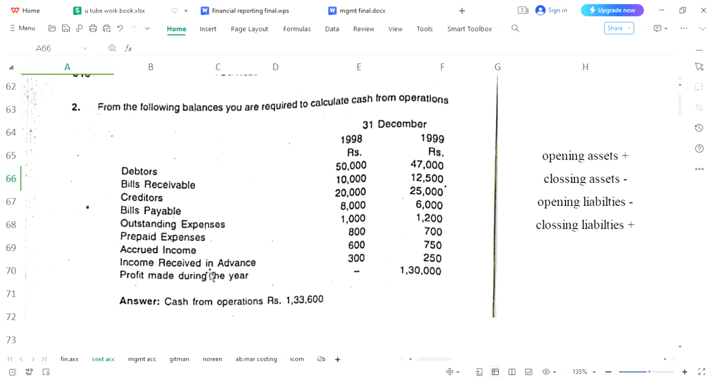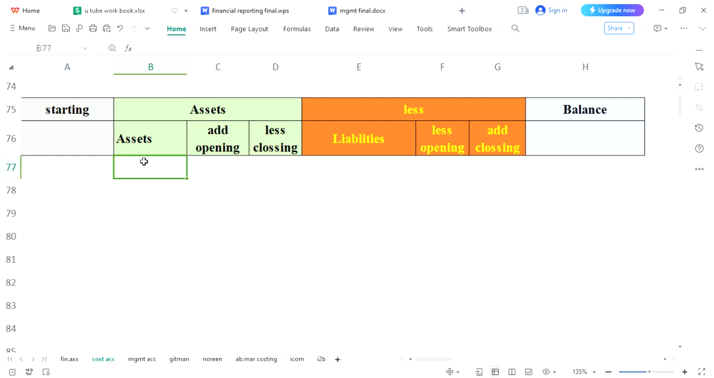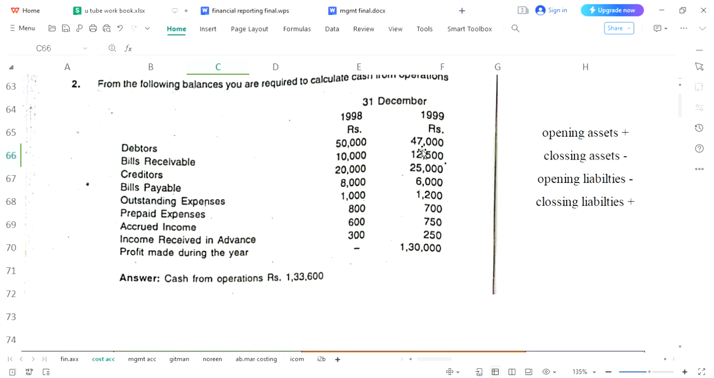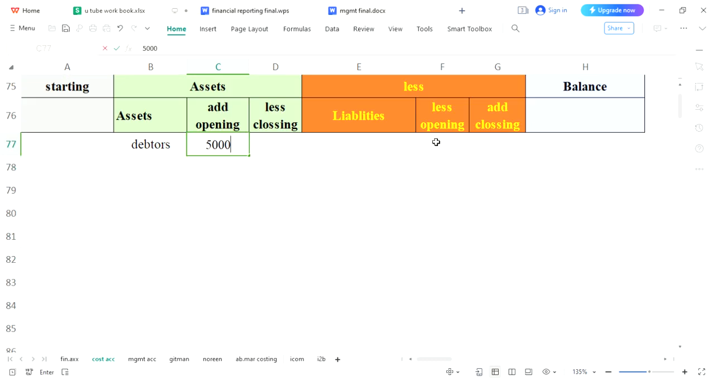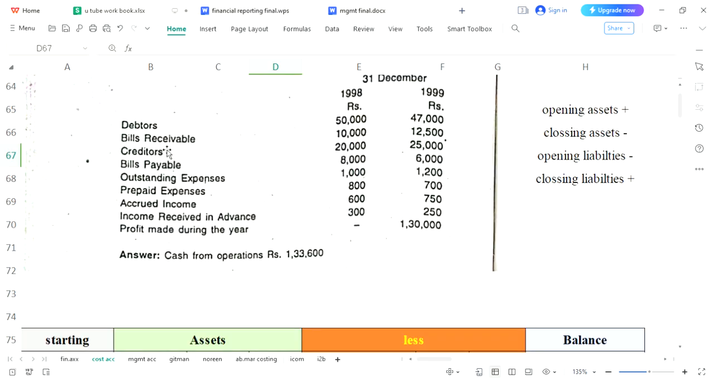Now, the simple target of this question is that we have already a separated account for opening and closing. So simply what we will do, assets and liabilities would be separated and our question would be sorted out. So first is debtors. You will write over here asset name, debtors, and we have 50,000 and 47,000. 50,000 is opening, 47,000 is closing. Here you will put 50,000 and 47,000.